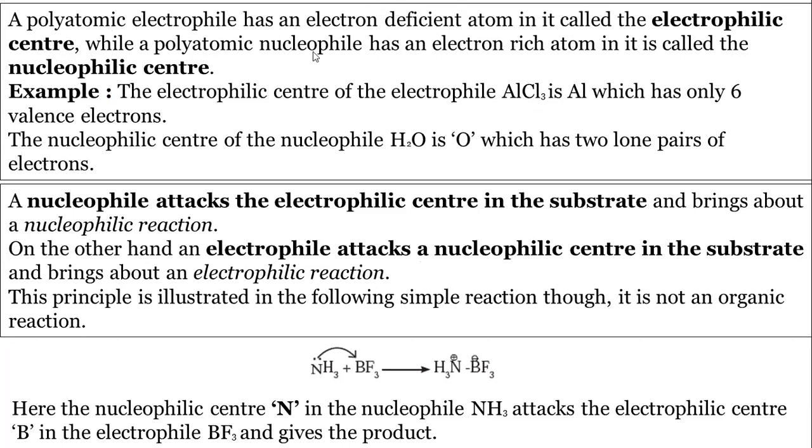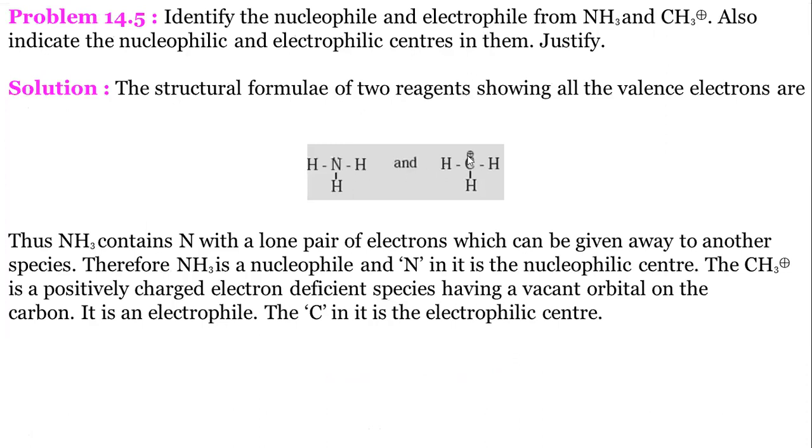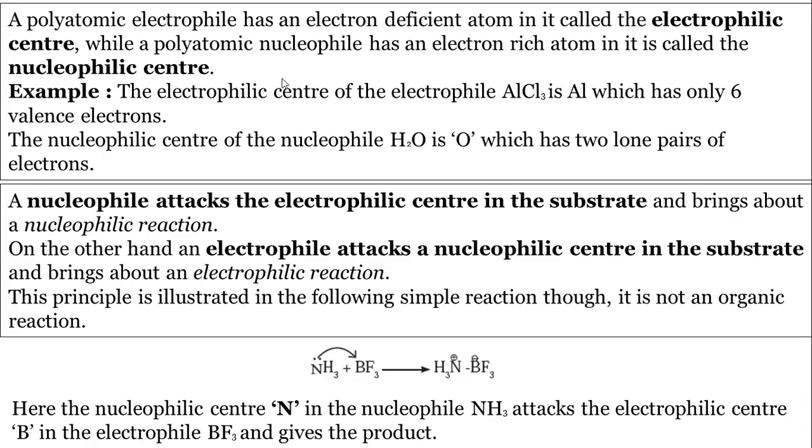While a polyatomic nucleophile has an electron rich atom, it is called the nucleophilic center. So in this example, the carbon is the electrophilic center and the nitrogen is the nucleophilic center according to the definitions. Here also examples are given. The electrophilic center of the electrophile AlCl3 is aluminium. In aluminium trichloride, aluminium is the electrophilic center because it has only 6 valence electrons.